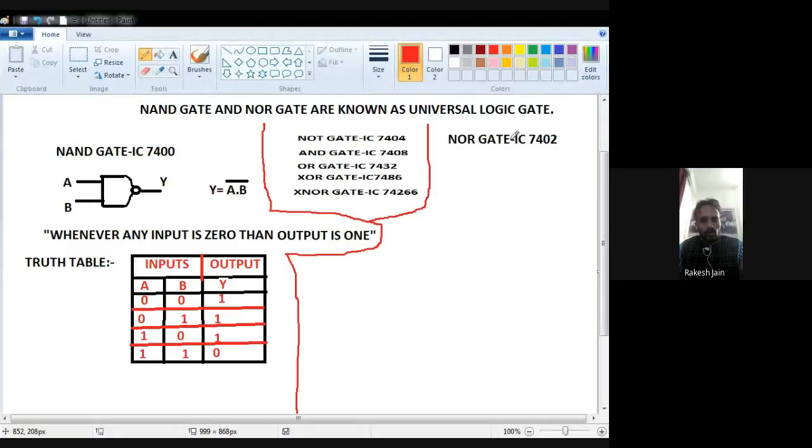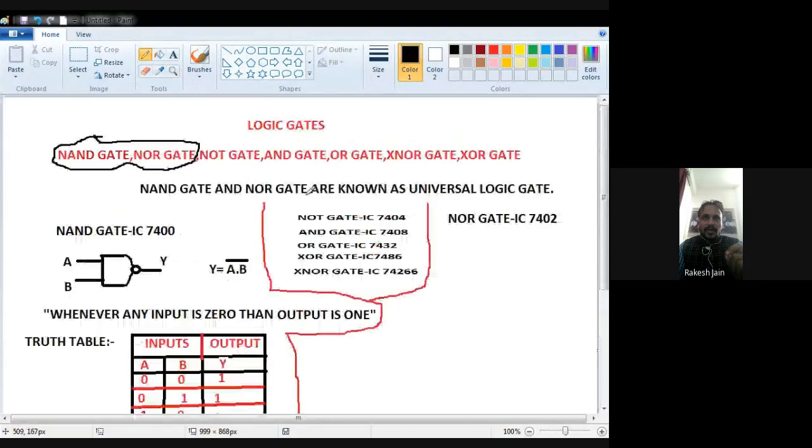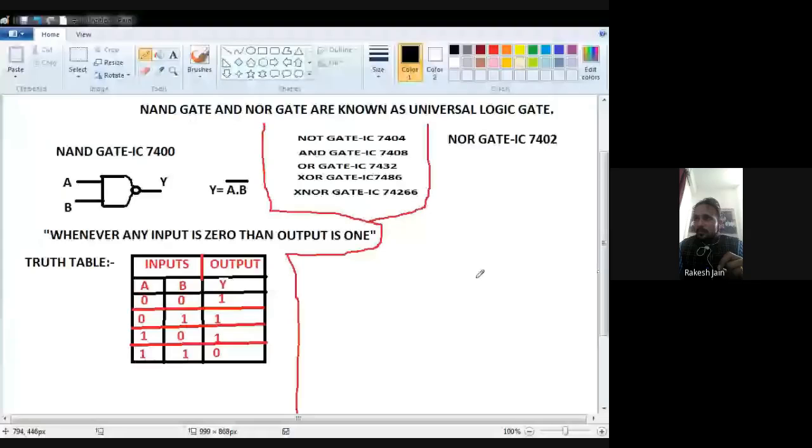Now see, what is the NOR gate? I told you about the IC number. The IC number is 7402. Now first of all, what is the basic symbol of a NOR gate? First I start with NAND and NOR because they are universal logic gates. With the help of these logic gates we can build any other logic gates. I have already mentioned that the NAND gate and NOR gate are universal logic gates. So now I am explaining you about the NOR gate IC.